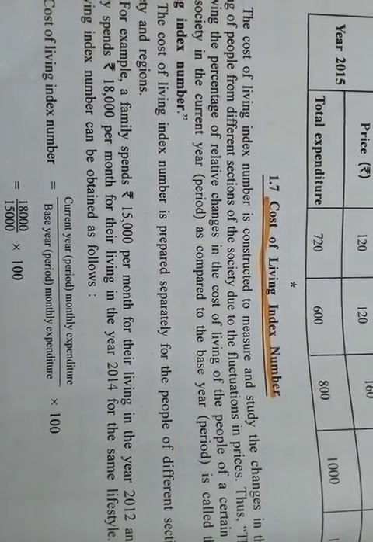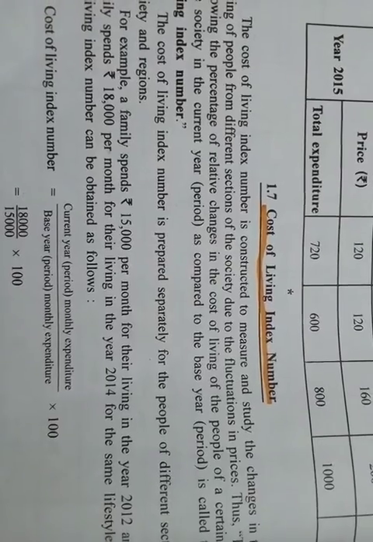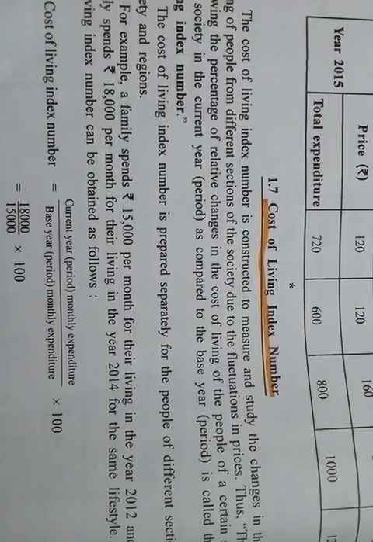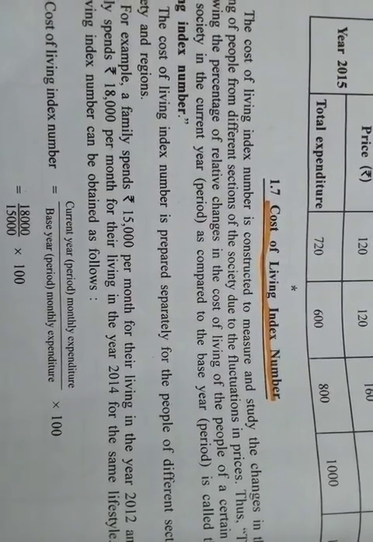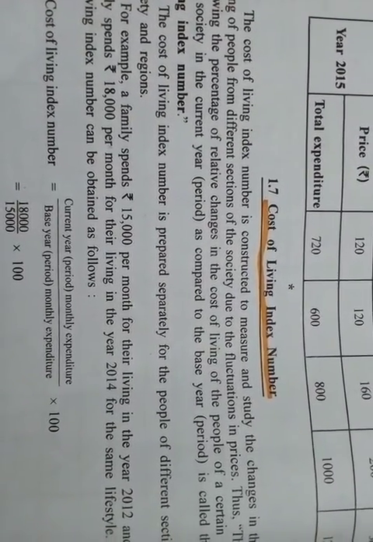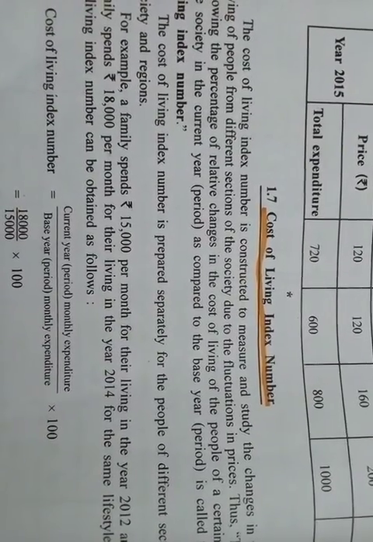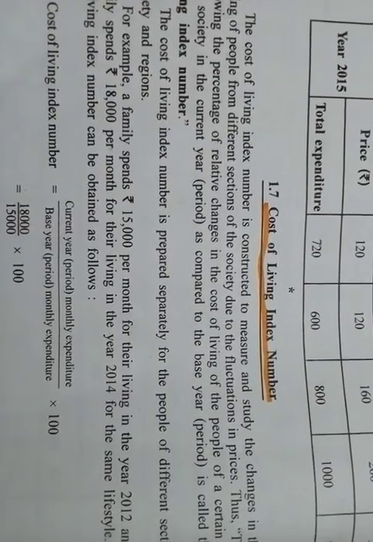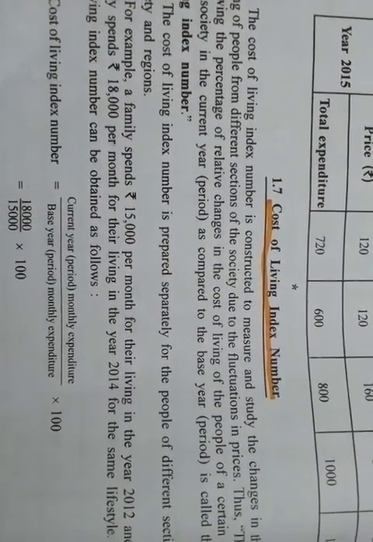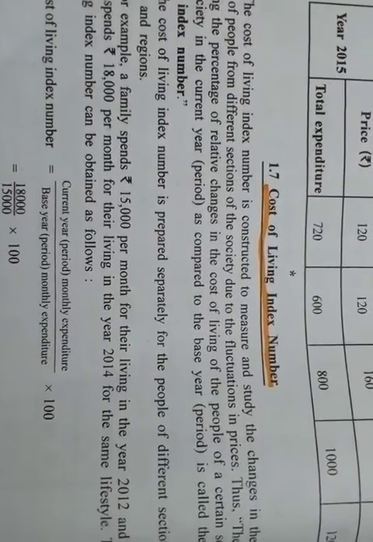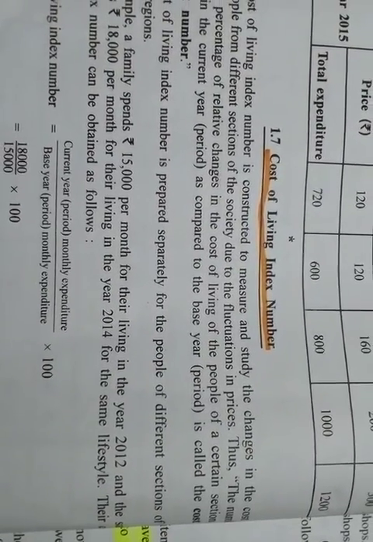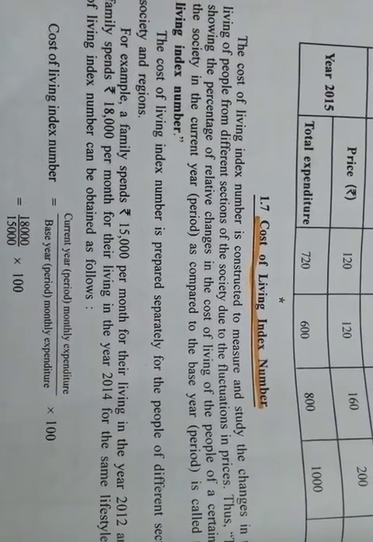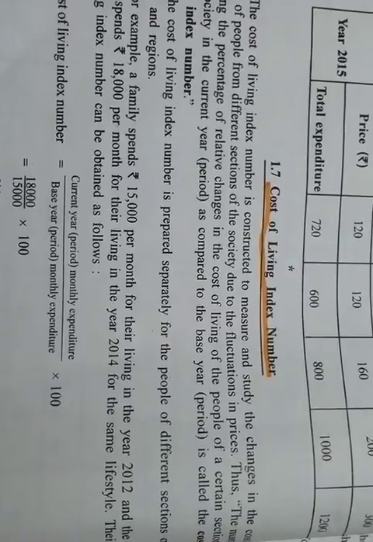In a society there are different classes of people. People who are in the working class, people who are in the business class, or those who are in the higher income group. Accordingly the cost of living would be different. Cost of living index number is constructed to measure and study the changes in the cost of living of people from different sections of the society due to the fluctuations in prices.